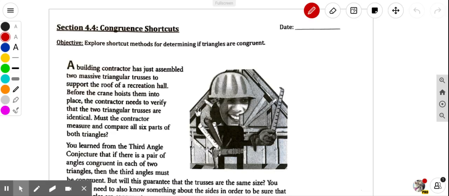Hey everyone. These next two lessons I'm doing together as one video. It's technically sections 4.4 and 4.5, and they're on something called congruence shortcuts.